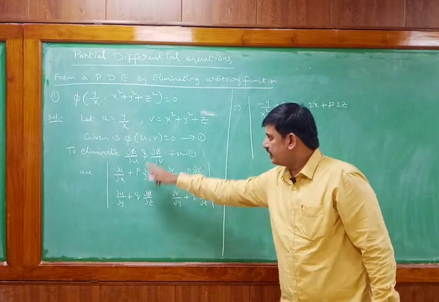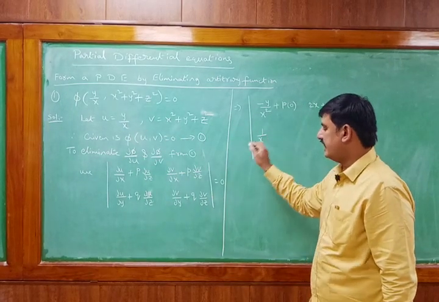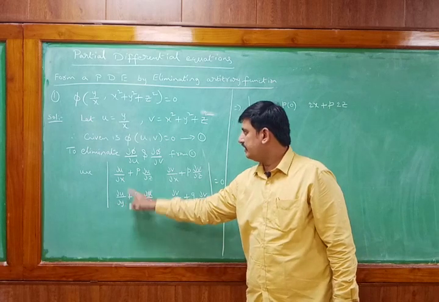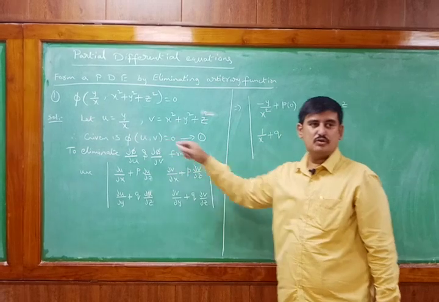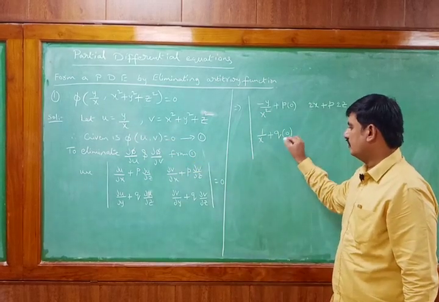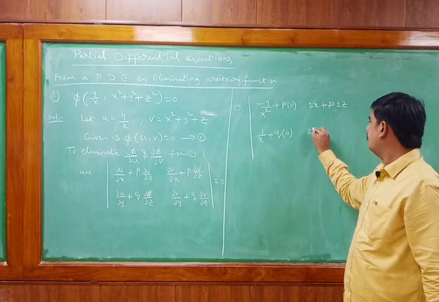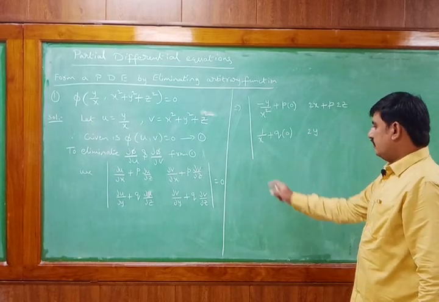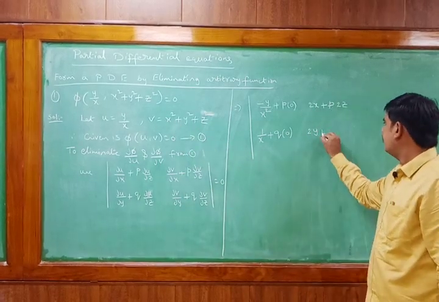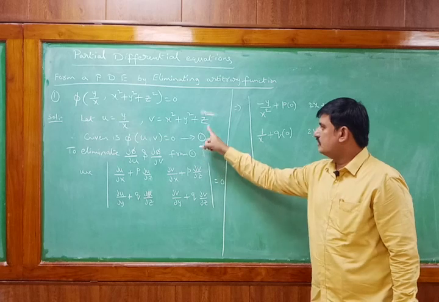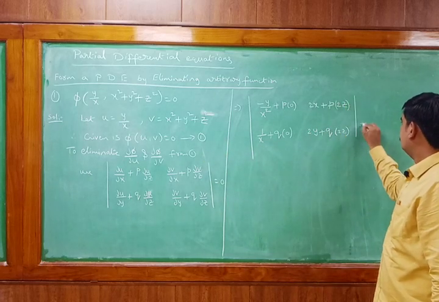Now u with respect to y. Y is 1, and 1 by x is as it is, since we are differentiating with respect to y, plus q into u with respect to z. There is no z here, so it becomes 0. Next v with respect to y: I get 2y plus q into v with respect to z, which is 2z, equal to 0.